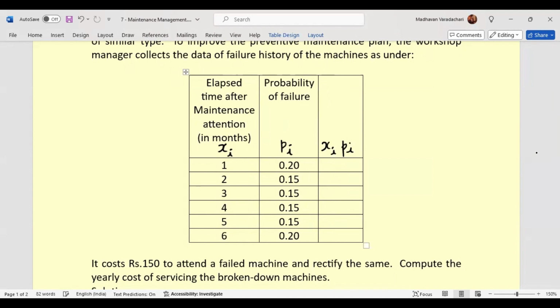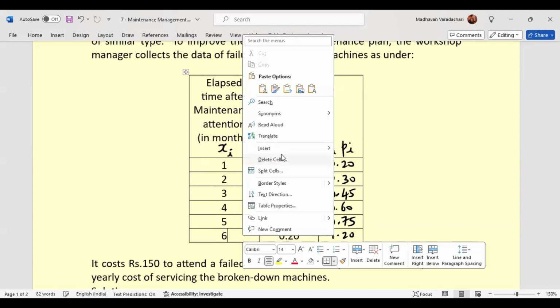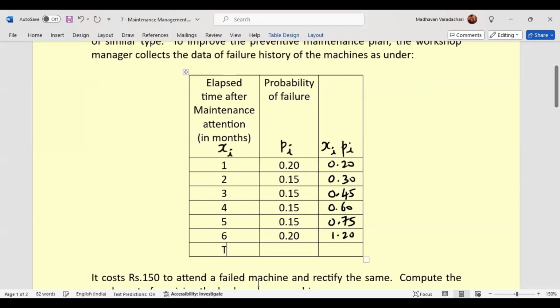So the first one will be 0.2, the second one will be 0.3, the third is 0.45, the fourth is 0.60, the fifth is 0.75, and then finally the sixth one is 1.20. We'll create one row below where we will calculate the total.